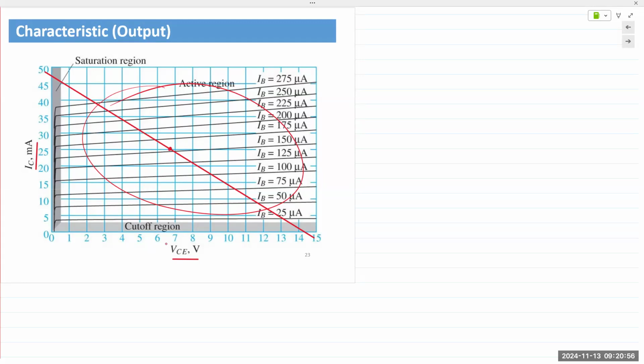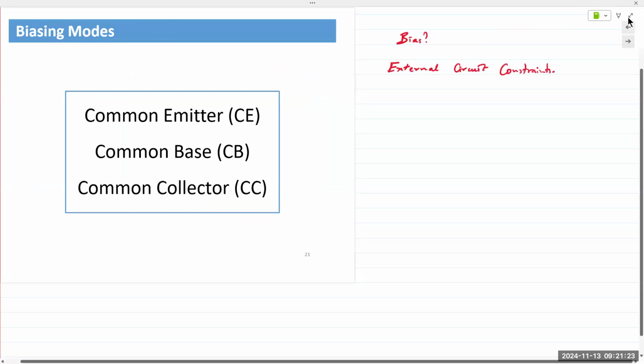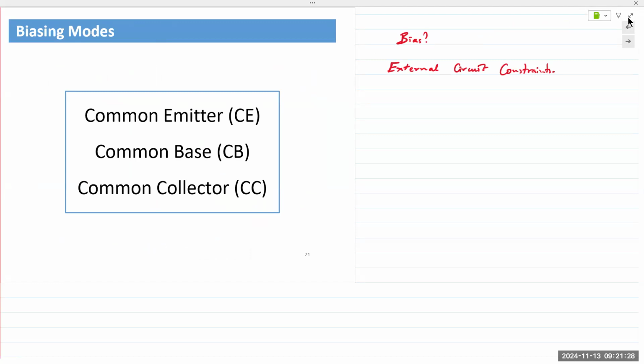If you want to use it as an amplifier and the Q point drifts away towards the saturation region, it's not going to work, or it will work, but very poorly. Does that make sense? Right? On the other hand, if you want to use it in the saturation or cutoff region, and the Q point keeps drifting away into the active region, again, the transistor is not going to work as a switch. So biasing is very important because it forces the transistor, the BJT device, to work in our desired operating region.